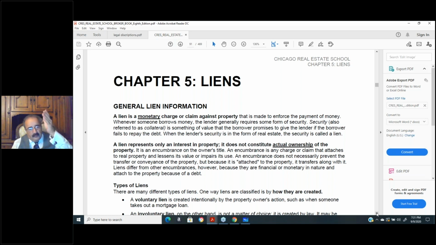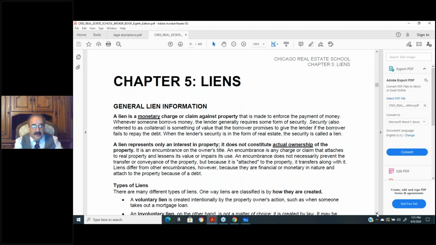Now, in the very first paragraph, I'd like you to highlight, put an X by that paragraph. A lien is a monetary charge or claim against property that's made to enforce the payment of money. So when someone ever borrows money, the lender requires some type of security, which is the property, as collateral, which means if you default, they get to take the property back.